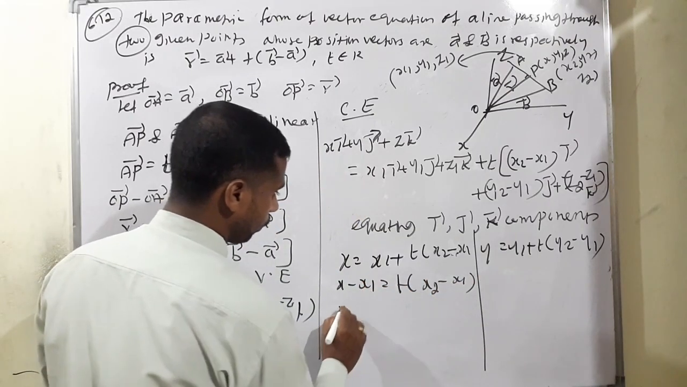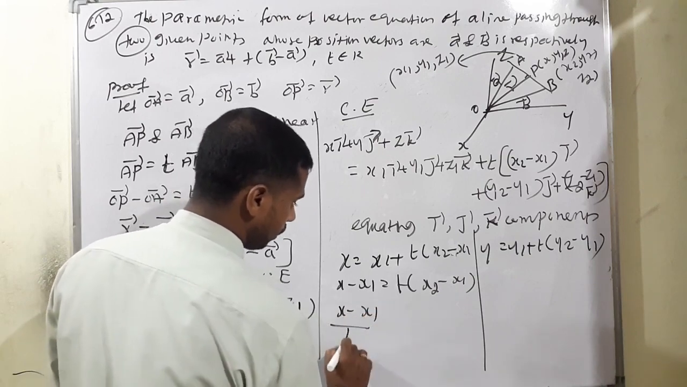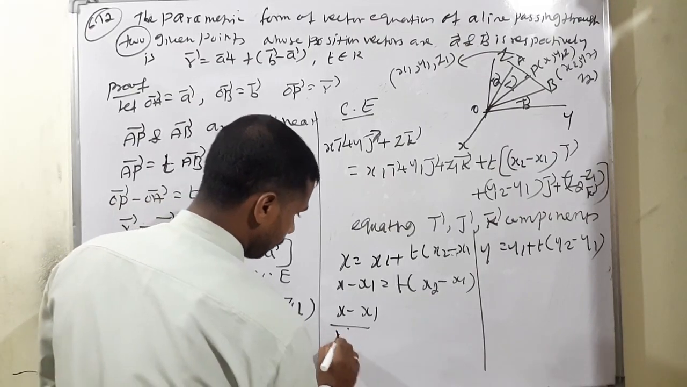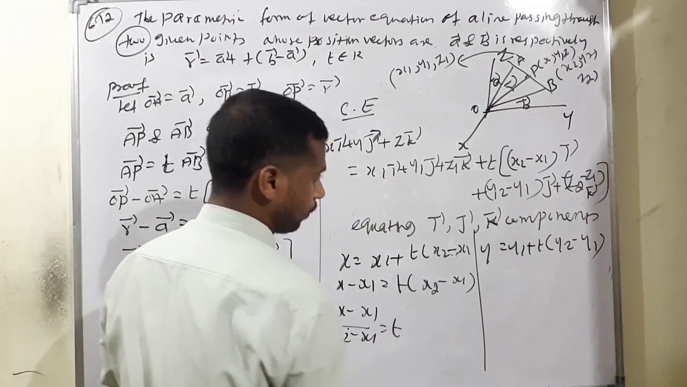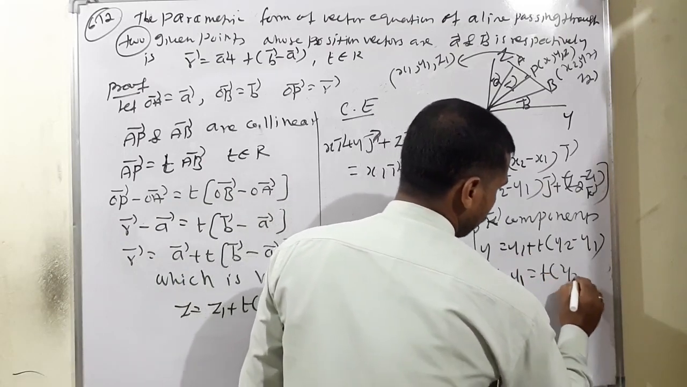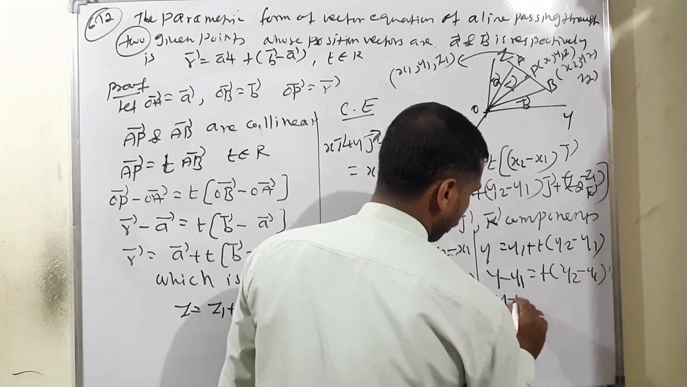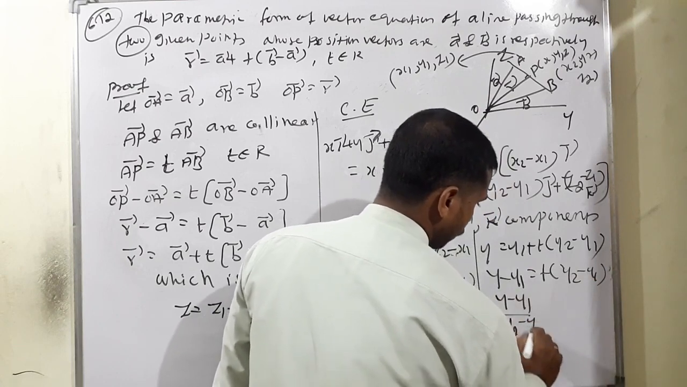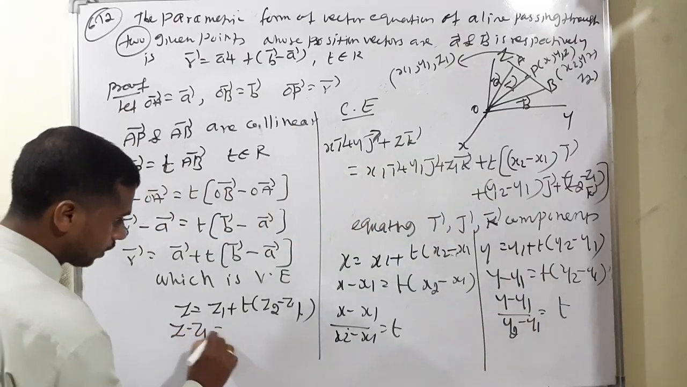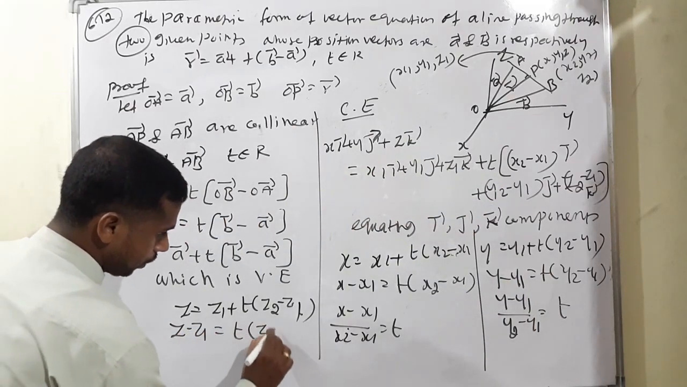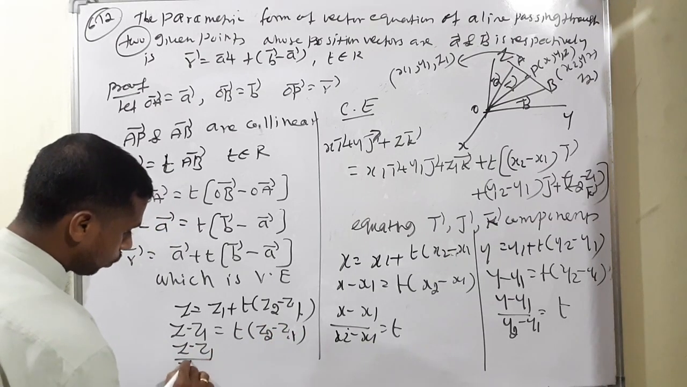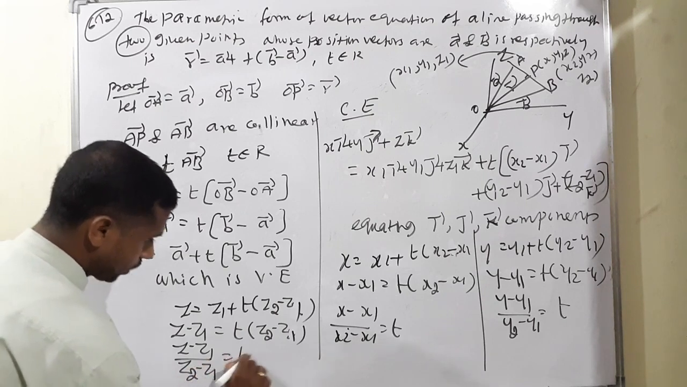Therefore, x minus x1 divided by x2 minus x1 is equal to t. Similarly, plus y1 bring to the opposite side means minus y1, so y minus y1 divided by y2 minus y1 equals t. Z also: z minus z1 is equal to t into z2 minus z1. Therefore, z minus z1 divided by z2 minus z1 is equal to t.